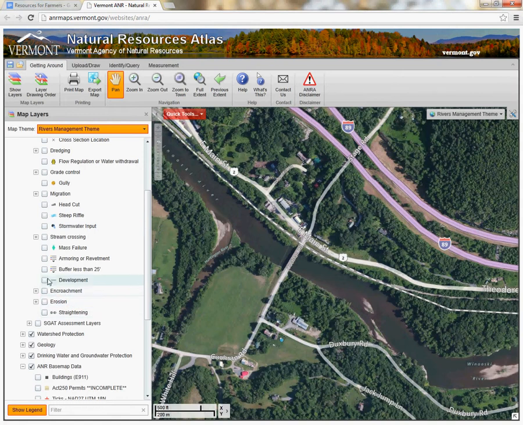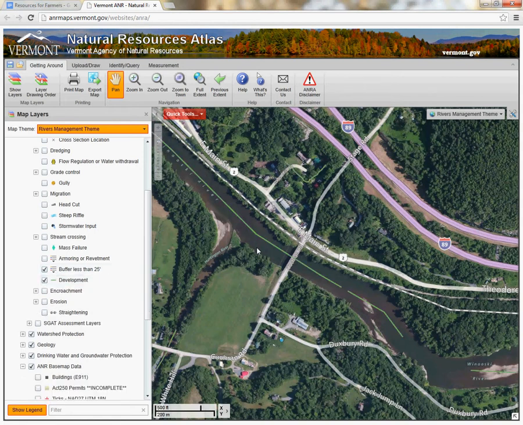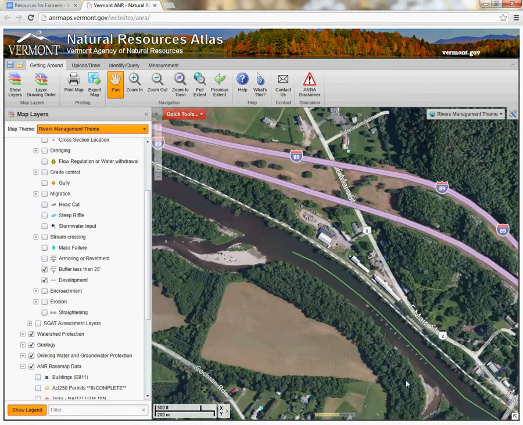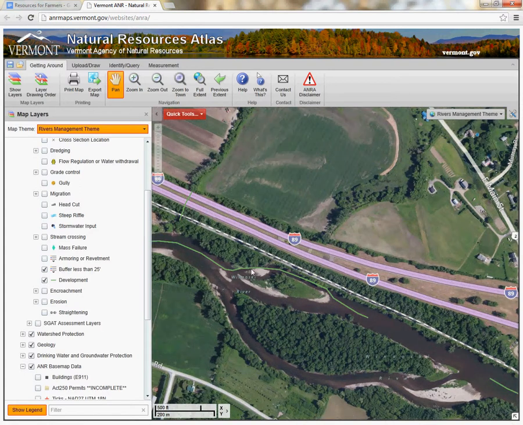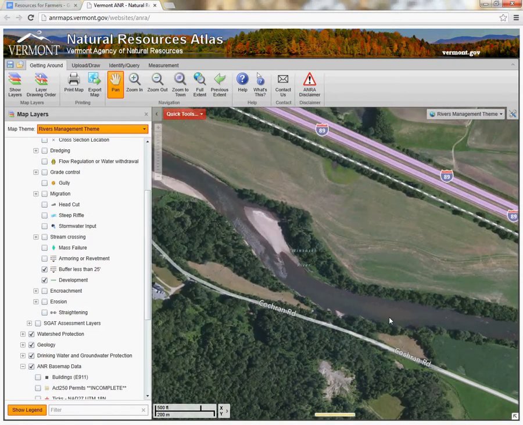Another two tabs that are also interesting is this buffer less than 25 meters, which will also show left and right banks, and development. And both of these tabs show the stretches of the river that people have been encroaching on, and where development has come within 25 feet of the river. This really emphasizes the struggle between people and the river clearly. Both the people and the river are competing to occupy the same place.